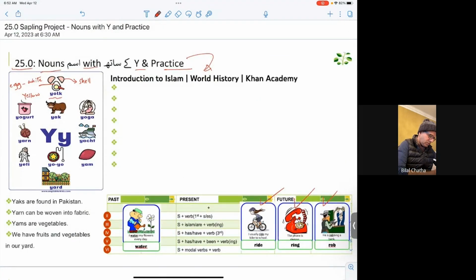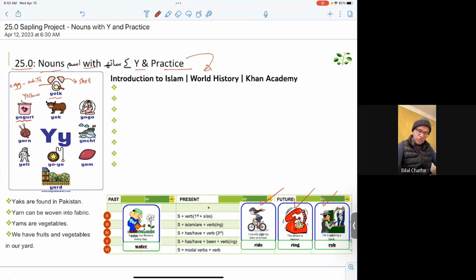Then we have Sania. What's our next word? So our next word is yogurt. Okay. What is it called in Urdu? So it is called dahi in Urdu.